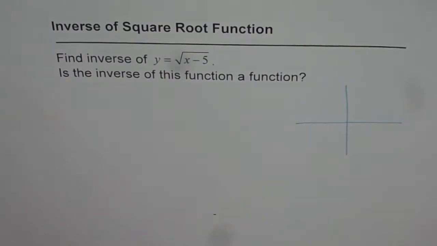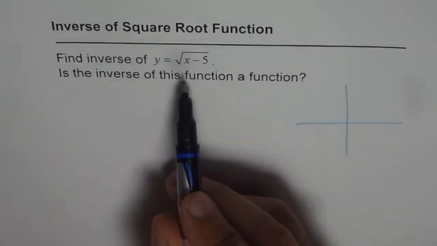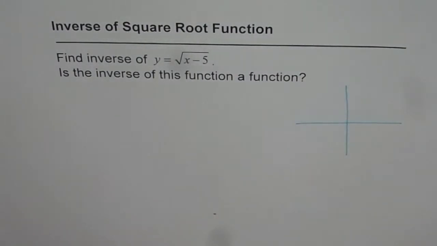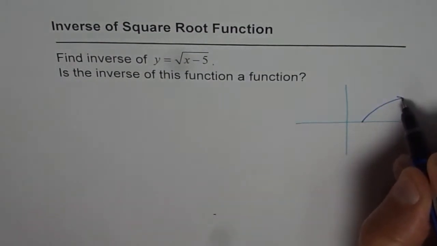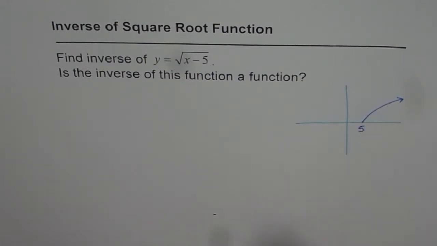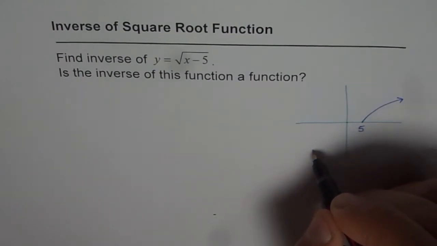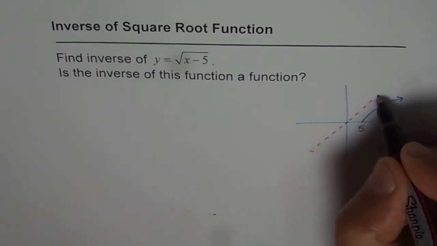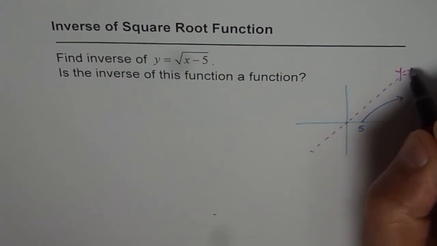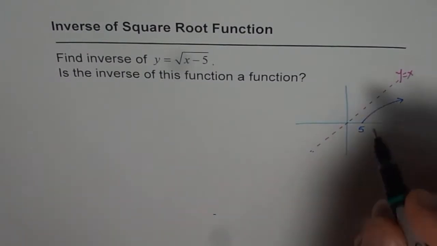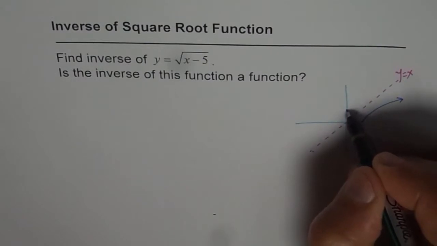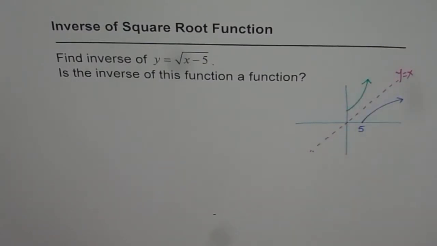So let's first sketch this function. It is y equals square root of x minus 5. That means square root x is moving 5 units to the right. So that is how the function should look, where this point is 5. Now if we say inverse of this function, graphically we can say it is reflected on the line y equals x. If you do that, your function should look like half of a parabola, which is reflected like this.